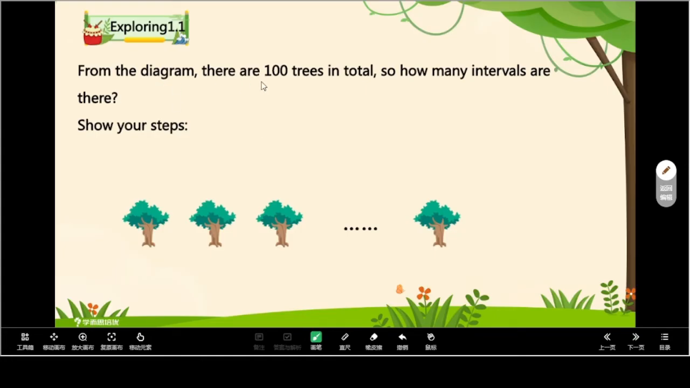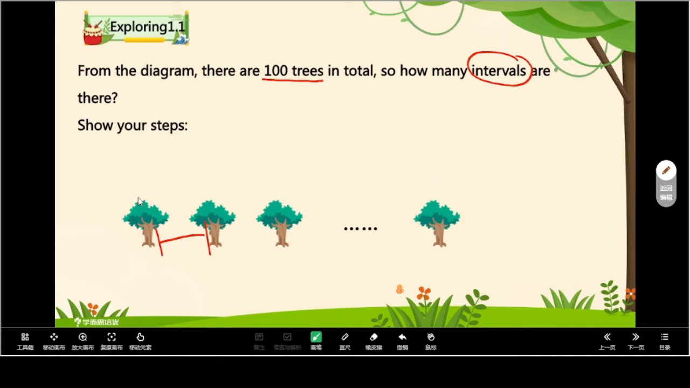Okay, here comes the first question. From the diagram, there are 100 trees in total. So how many intervals are there? Show your steps. Does anyone still remember what is the meaning of interval? Yes, it is talking about the gap between 2 trees, right? So how can we calculate the number of intervals?